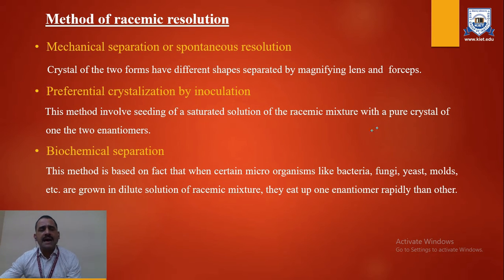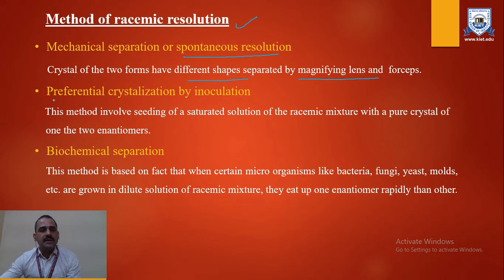We have some methods by which we can separate out our isomers. So these all are included as methods of racemic resolution. The first method is mechanical separation or spontaneous resolution, where we separate out the different shapes of the crystal with the help of a magnifying lens or forceps. So that is a manual method. That's why it is included as a traditional method.